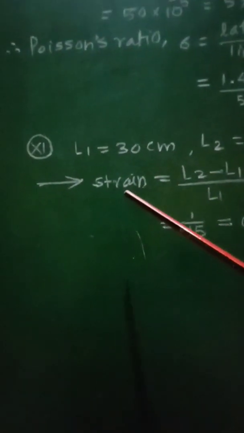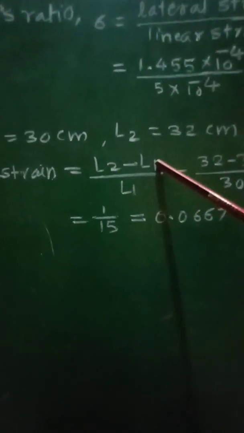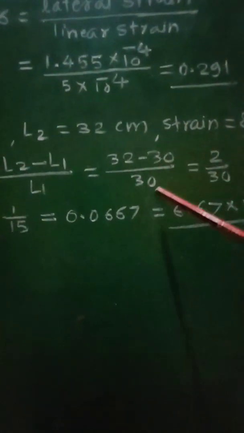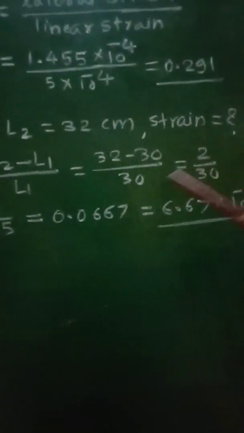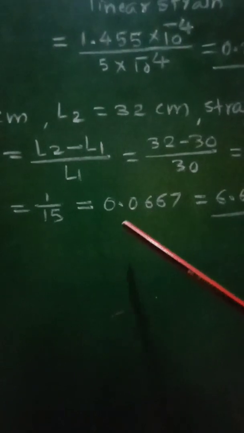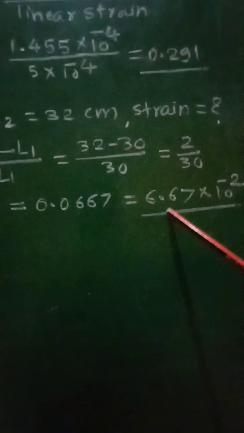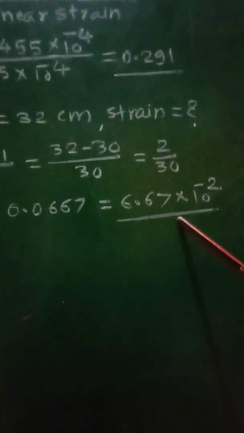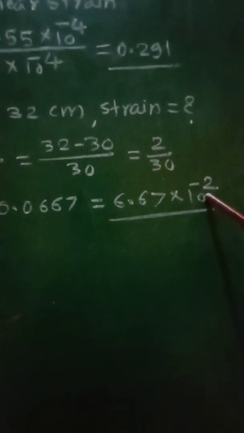Now we know that strain is equal to change in length per unit original length, that is L2 minus L1 upon L1, and therefore we can write 32 minus 30 upon 30, which comes out to be 2 by 30, which will be equal to 1 by 15, and that 1 by 15 comes out to be 0.0667, which will be written as 6.67 into 10 raised to minus 2. This will be the required strain, that is 6.67 into 10 raised to minus 2.